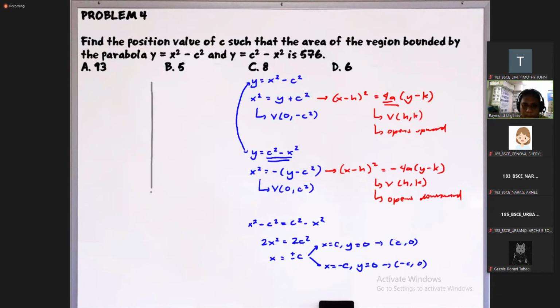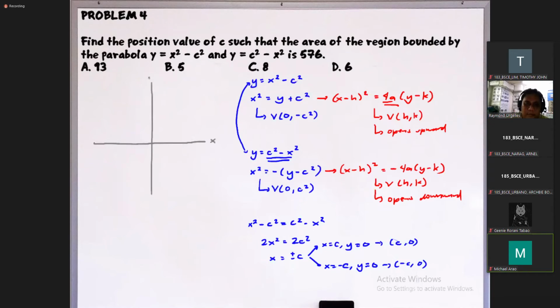So which means, pag ginraph natin to, okay? So x-axis, y-axis, origin. Diba? So plot natin yung mga points. Okay? So first, we have 0, negative c squared. So let's say this is negative c squared. So ito yan. Diba? Then yung 0, positive c squared naman is nasa kabilang side. Since pareho silang c squared pero ito positive, therefore dapat magkasing layo lang sila sa origin. So this is positive c squared. So ito naman yung vertex ng pangalawang curve.